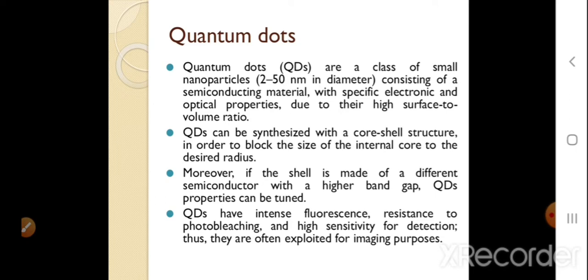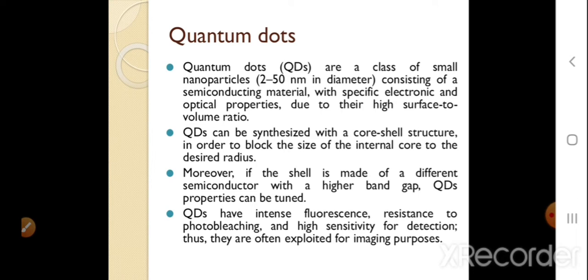The next major class of inorganic nanoparticle: quantum dots. Quantum dots, as we know, are a class of nanoparticles which are very small, less than 50 nanometers in diameter, consisting of a semiconducting material with specific electronic and optical properties due to their high surface to volume ratio. The quantum dots can be synthesized with a core shell structure in order to control the size of the internal core to the desired radius. Moreover, if the shell is made up of a different semiconductor with a higher band gap, the quantum dot properties can be finely tuned.